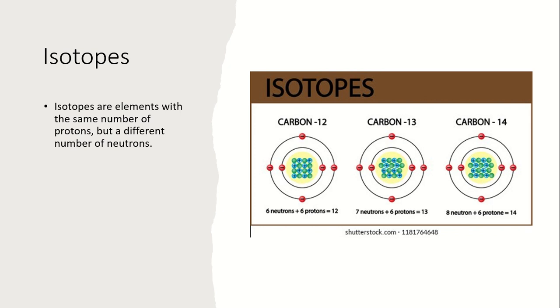Isotopes. Isotopes are elements with the same number of protons, but a different number of neutrons. Look at each of these carbon atoms. Notice each one has 6 protons, but carbon 12 has 6 neutrons. Carbon 13 has 7 neutrons. Carbon 14 has 8 neutrons. The atomic mass changes, but the atomic number always stays the same. The atomic number for carbon is always 6.